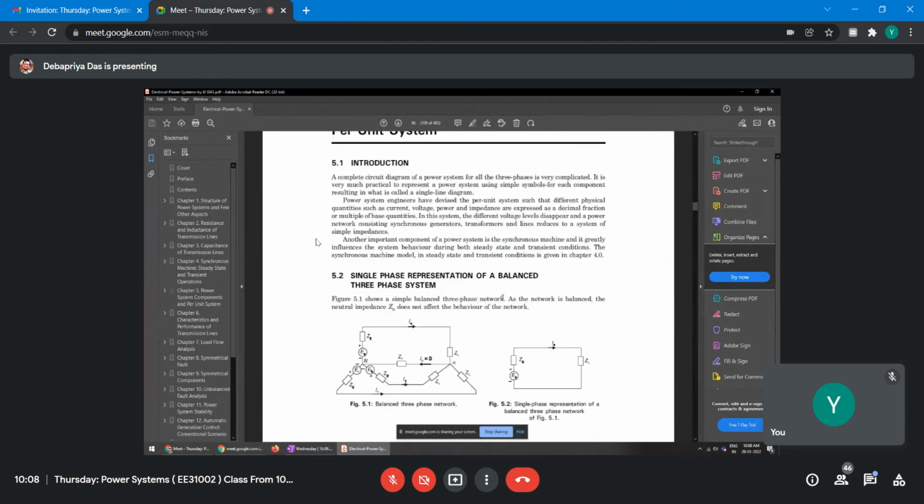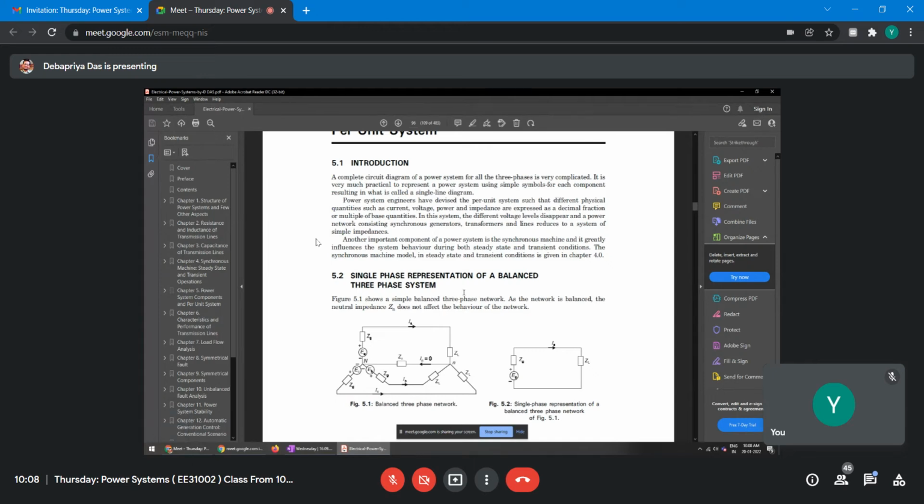Later we'll show you that whatever transformer parameter you have studied, referred to primary, referred to secondary, in power unit system you will find on either side the value will remain the same. Another thing is that in electrical engineering, the power network is basically a three-phase transmission line and a balanced network, right?